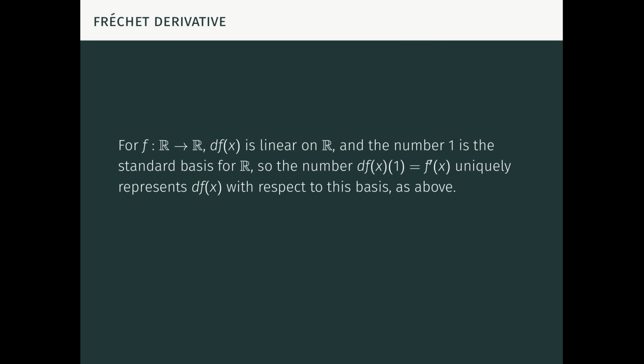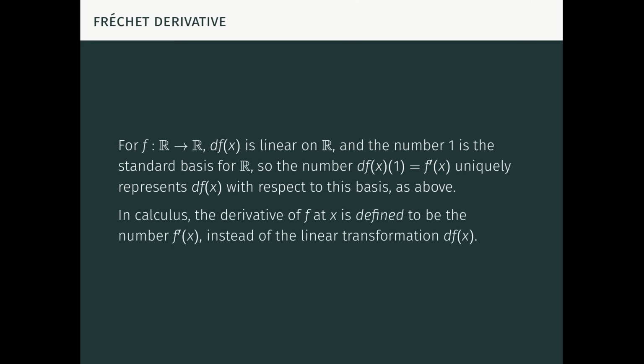So for the case we're considering of a function f from R to R, df at x is linear on R, and the number 1 is the standard basis for R. So the number df at x at 1, which we know to be f prime at x, uniquely represents df at x with respect to this basis. In calculus, of course, the derivative of f at x is just defined to be the number f prime at x, instead of the linear transformation df at x.